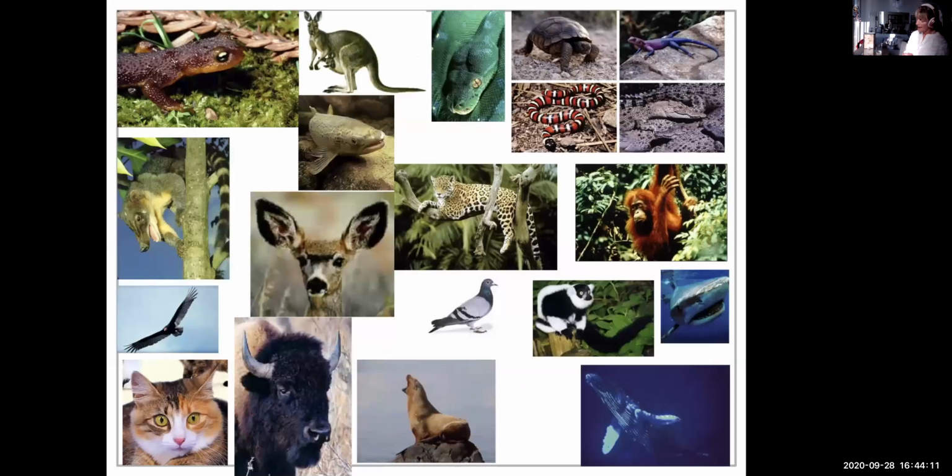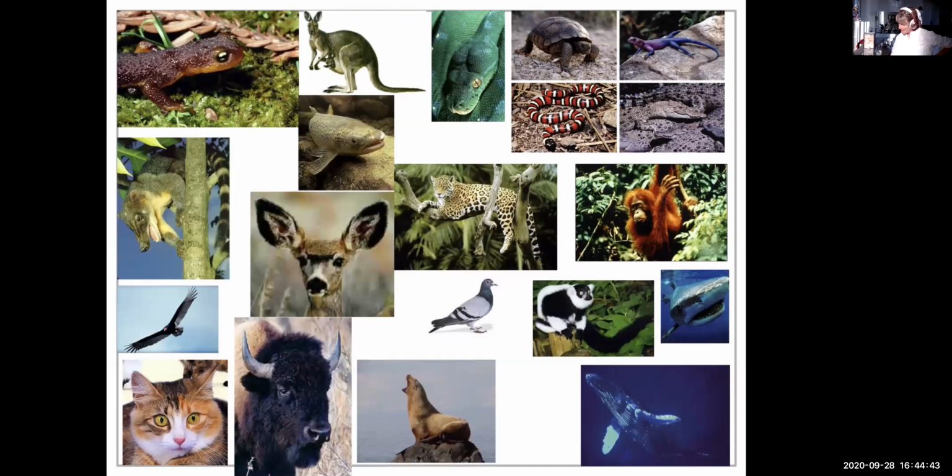So take a look at these vertebrates and make some generalizations about them. Like, how can you recognize them as vertebrates? Or even just what kind of features do they all seem to have in common? So think about that for a moment. What features do they have in common?